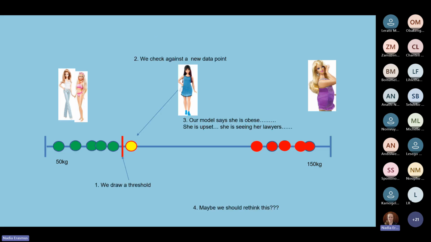Okay, so if we drew the threshold, the line that grouped them, and we had the grouping here on the left-hand side and a threshold there, then our healthy middle weight Barbie, who's not fat and not skinny, is going to be told she's not obese. She's upset, she's going to sue us. So we can't really have the threshold that close to a group. So what are we going to do? Let's see what we can do.